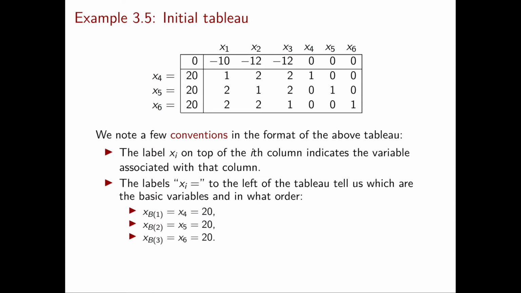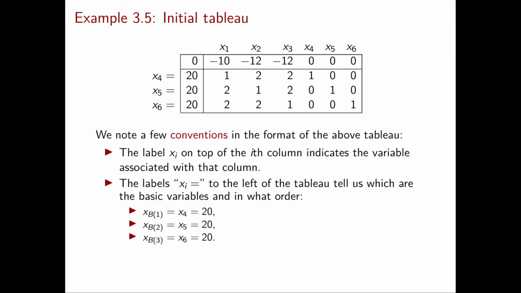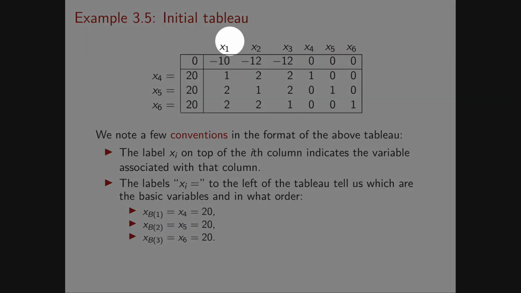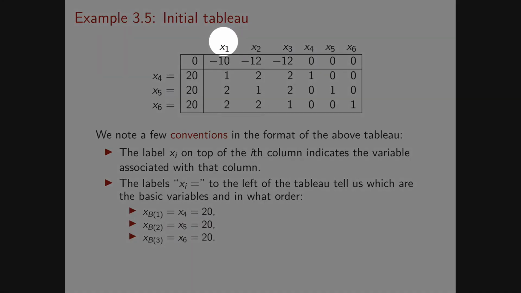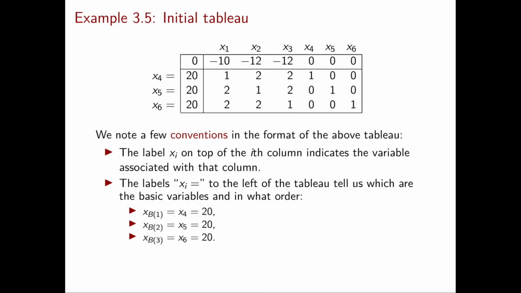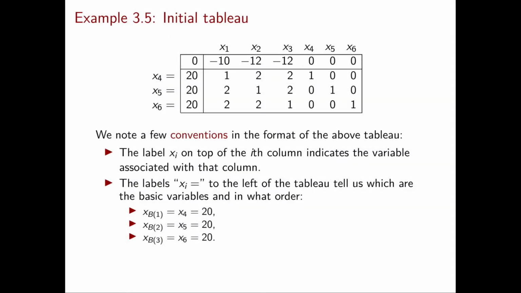As you can see in this initial tableau, I have added a few labels outside of the tableau, namely this x4, x5, x6 and this x1 until x6. These are labels that help us understand what's going on. So the x_i's here at the top simply indicate which column corresponds to which variable. There's nothing special about this. Of course, the first column is x1, the second x2, the third x3, and so on and so forth. These labels are useful to us to be able to quickly identify which column we're looking at.